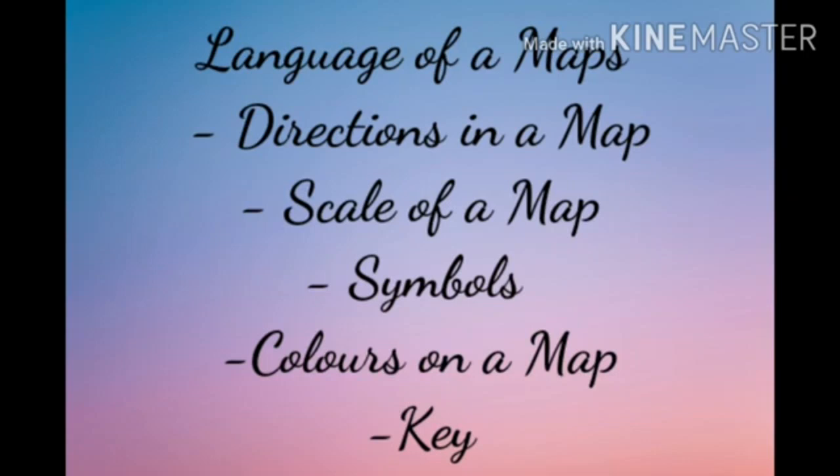Children, next one, scale of a map. See, we cannot make maps showing the actual size of a place. Hence, a scale is used. Children, suppose the distance between two cities is 100 kilometers. How many kilometers, children? Yes, 100 kilometers. On the map, it is shown as 1 centimeter. So, the scale is written as 1 centimeter equals 100 kilometers.